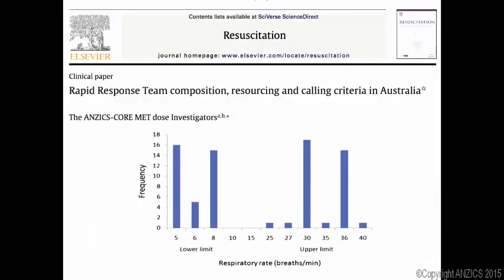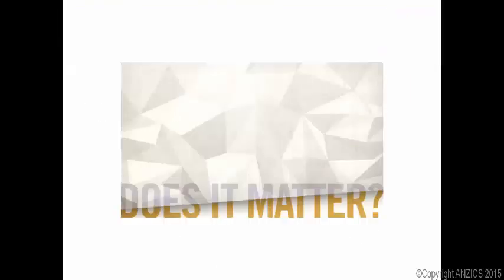But if you look at the ANZICS CORE MET investigators, it shows the same sort of variability that was seen in New Zealand. And focusing on just one, tachypnea, almost half of hospitals use 35 or greater to trigger their rapid response team call. So does it matter?